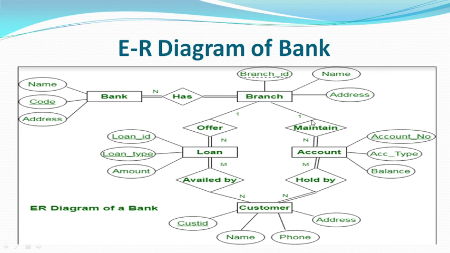One branch maintains many accounts. Here N M means many to many. Many accounts are held by many customers. The account has attributes like account number, account type and balance. Here the relationships are has, offer, availed by, maintain and held by. By using this you can know the overall design of the bank database. So it will show you the overall structure of the bank database.